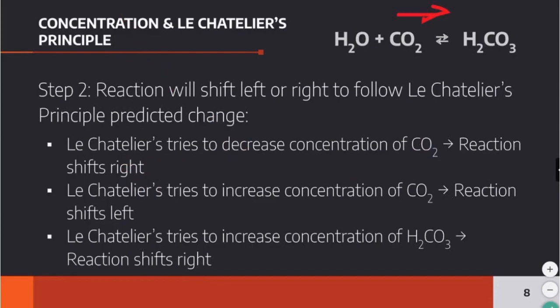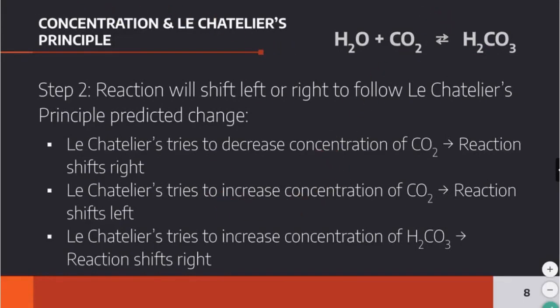Okay, so what about our next possibility? What if Le Chatelier's principle tries to increase the concentration of CO2? Well, now it wants to make more CO2, and since it wants to make more CO2, the reaction is going to shift toward the CO2, so the reaction would shift to the left.